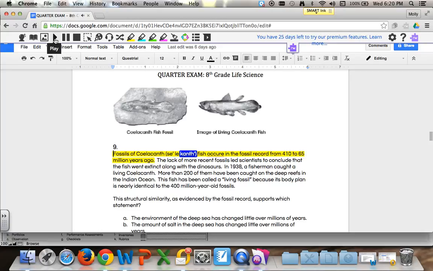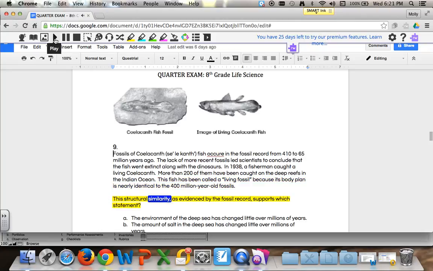9. Fossils of coelacanth fish occur in the fossil record from 410 to 65 million years ago. The lack of more recent fossils led scientists to conclude that the fish went extinct along with the dinosaurs. In 1938, a fisherman caught a living coelacanth. More than 200 of them have been caught on the deep reefs in the Indian Ocean. This fish has been called a living fossil because its body plan is nearly identical to the 400-million-year-old fossils.